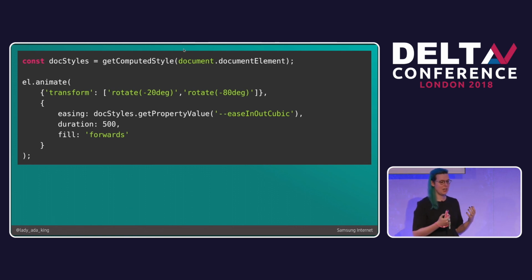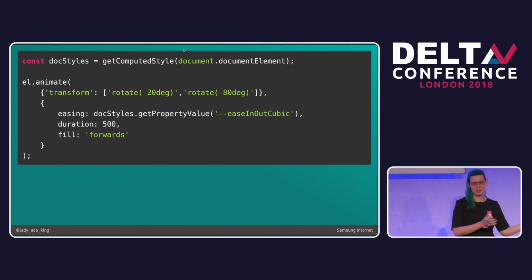So I'm using getComputedStyle to read the styles currently set on the document element. And then I can use .getPropertyValue to read my custom property and use it in my web animation. So this is a pretty simple example. I'm just keeping all my easings in my CSS file, which is just a personal stylistic choice, which is great.